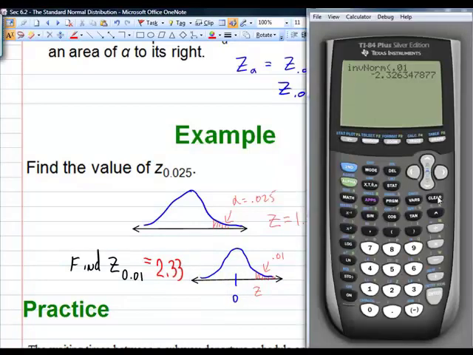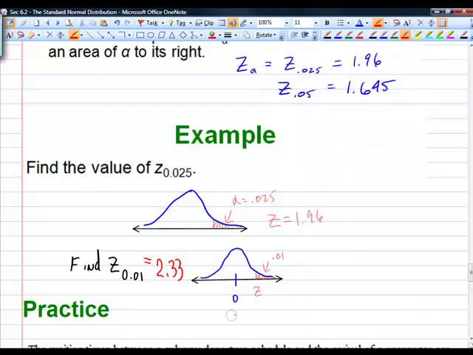Another question was, couldn't we just use our calculator with the inverse norm and type in the area to the right? And the answer is absolutely. Instead of using 0.01, the area to the left of the z-score is 0.99. That gives you the actual value, that's why we draw the pictures. A brilliant student just said, just look at the picture. And if it looks like it doesn't make sense, then just know that your sign is wrong. This area over here is 0.99.